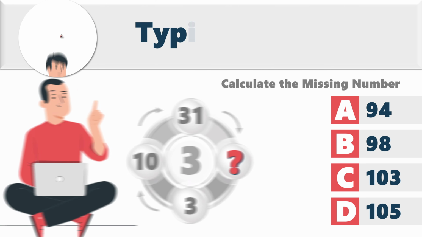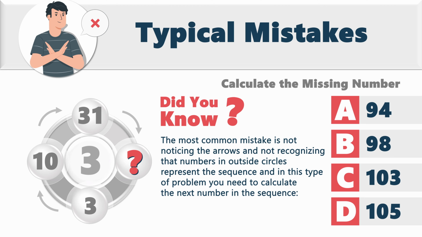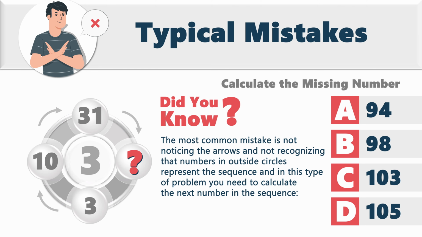Speaking about mistakes, did you know that the most common mistake people make answering this particular question is not noticing the arrows and not recognizing that numbers in outside circles represent the sequence, and this type of problem is calculating the numbers in the sequence. And the numbers in the sequence are 3, 10, 31, and then comes the missing number. And obviously, you need to use the number in the middle to complete the calculations.